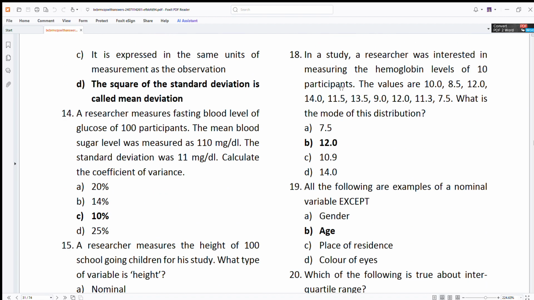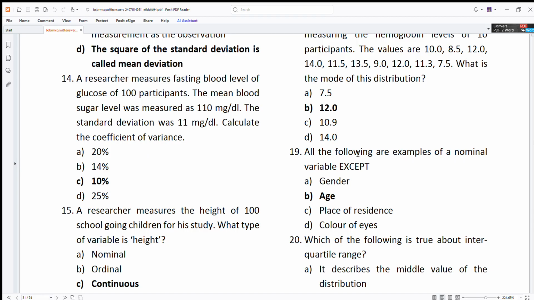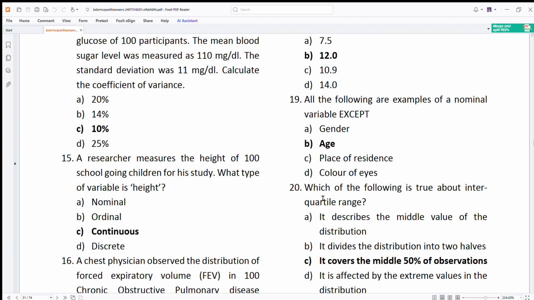Then study values are this. What is the mode? Mode is the most frequently occurring value. Here it's 12. For examples of a nominal variable, except age is not nominal, it is a discrete variable, or it can even be a continuous variable, like 2.5 years is 2.5 years, right? So it can be a continuous variable also.